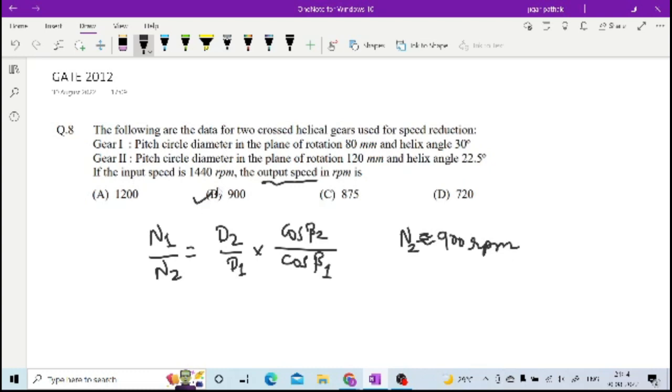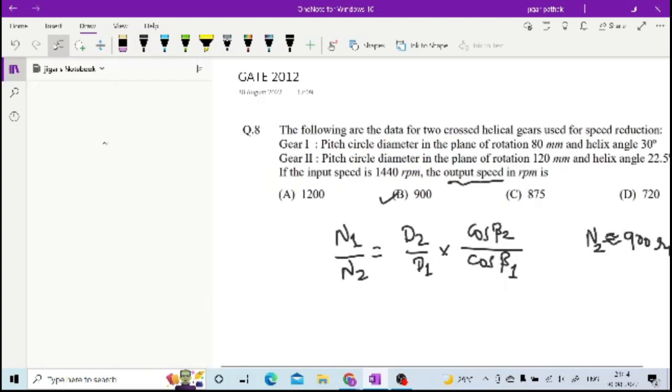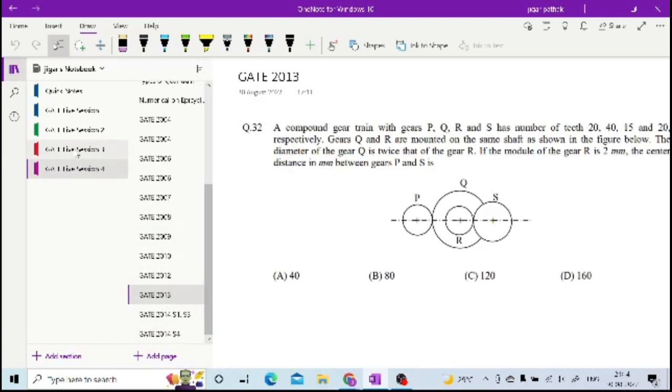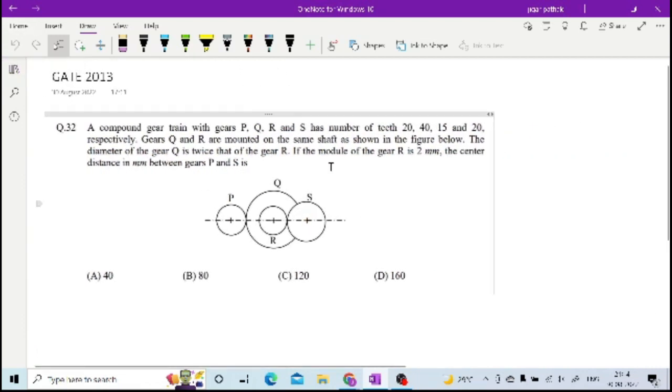Right, so your correct answer will be this 900 rpm, right? So let us go to the next one. Yes, sir. Yes, this one. Can you try and solve this one?